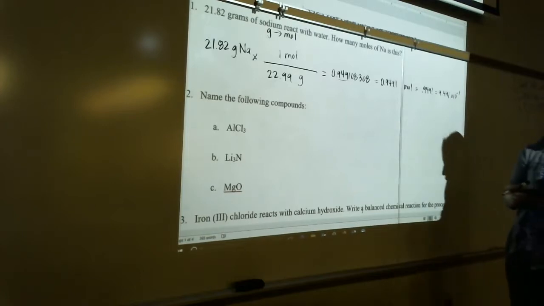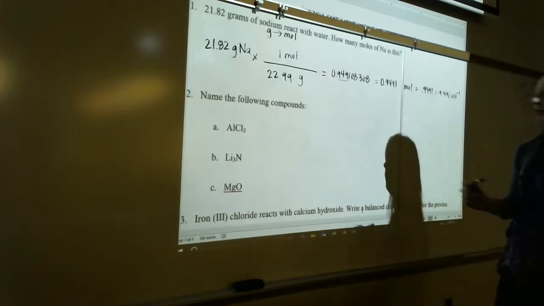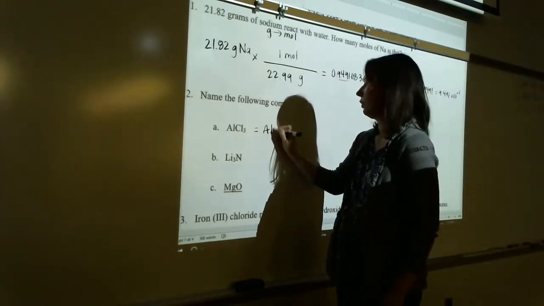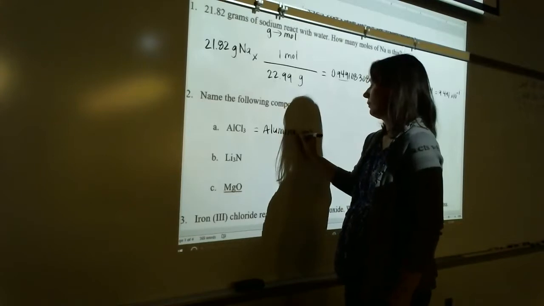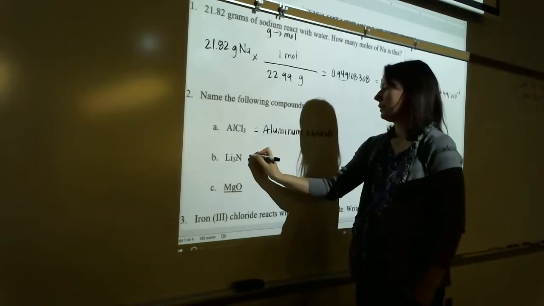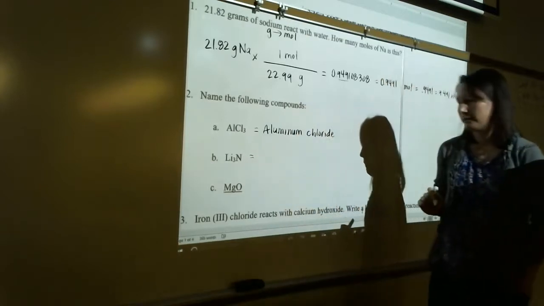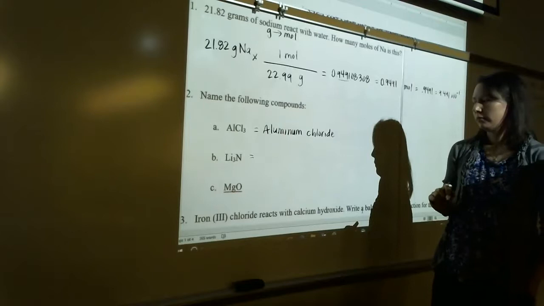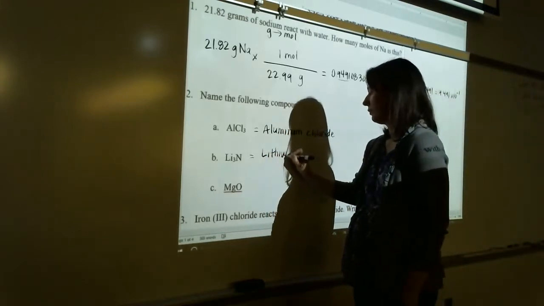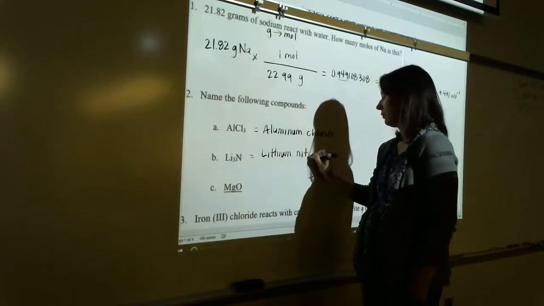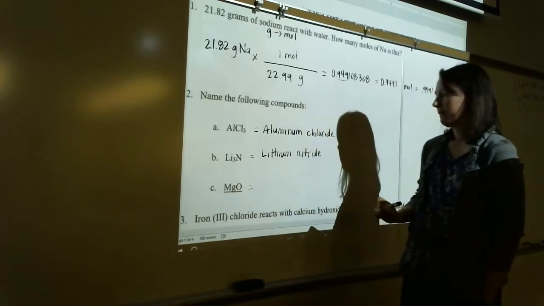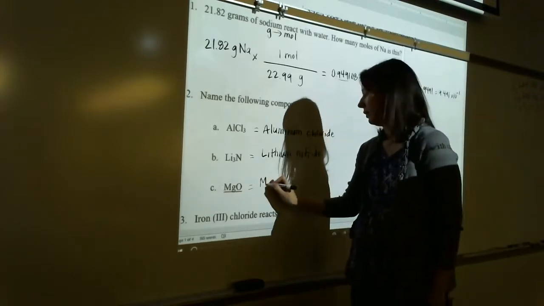All right, let's do number 2, nomenclature. Name the following. What's the name of AlCl3? Aluminum chloride. All right, what's the name of Li3N? Lithium nitride, good. And what's the name of MgO? Magnesium oxide, good.